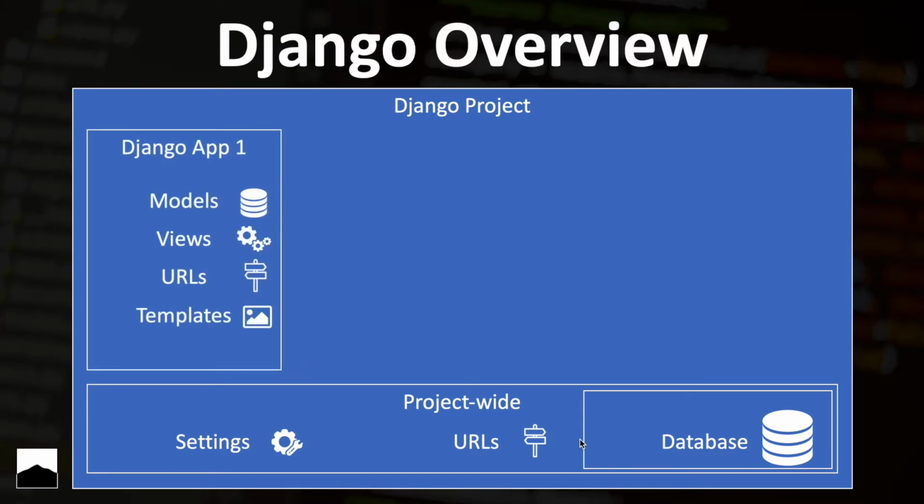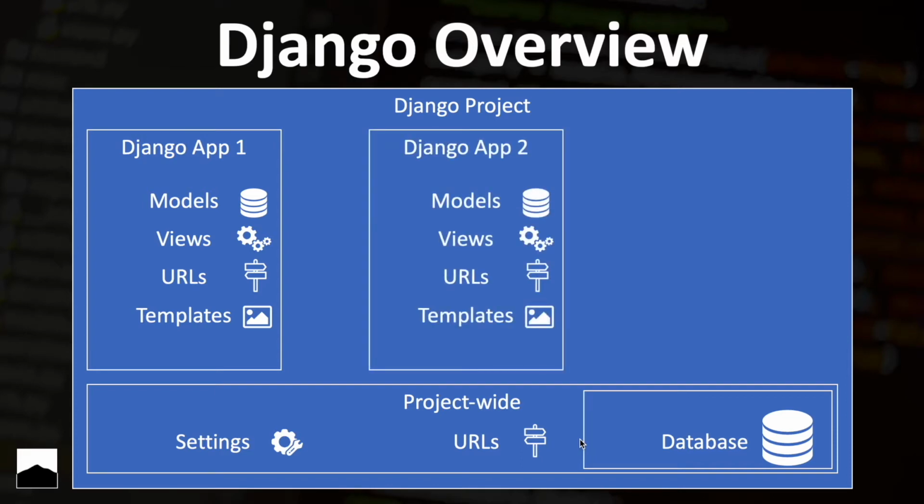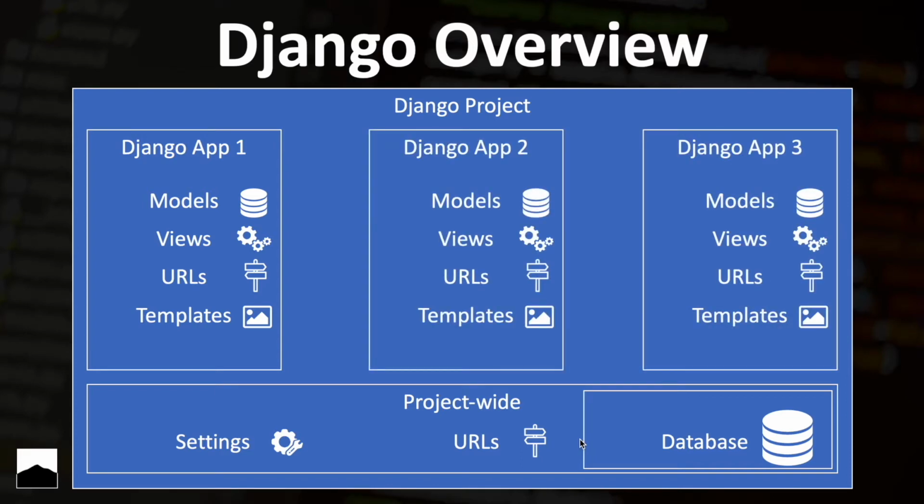But then we can build apps. So each app has its own models, views. We have to create a new URLs file for each app because it doesn't automatically get created. By default, we're supposed to keep all the routing in the main URLs file in the project-wide folder. But it's a good practice to have URLs in each app. And then we have templates. Each app has to have its own templates if there's supposed to be a web page associated with that app. So we can build app 2, app 3. So each time it follows the same pattern.